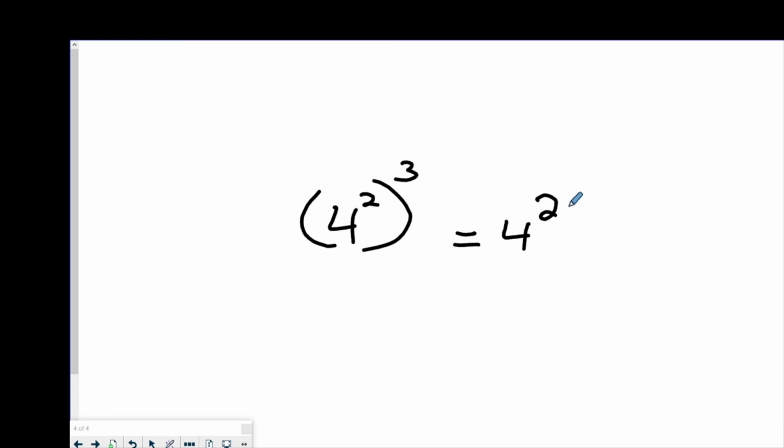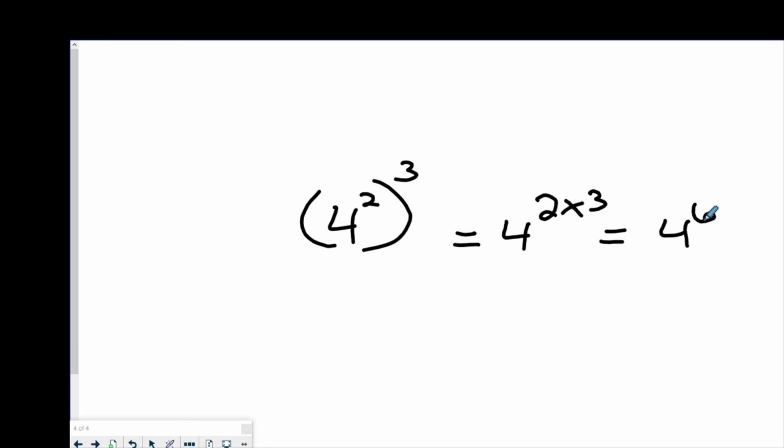Next is the power property. That's when we take an exponent and we raise it to another exponent. So let's say we have 4 squared, and I want to raise that to the 3rd power. When you take an exponent to an exponent, you end up multiplying the exponents. So if I take 4 squared and I cube that, I'm taking 2 times 3. So this would be the same thing as taking 4 to the 6th power.